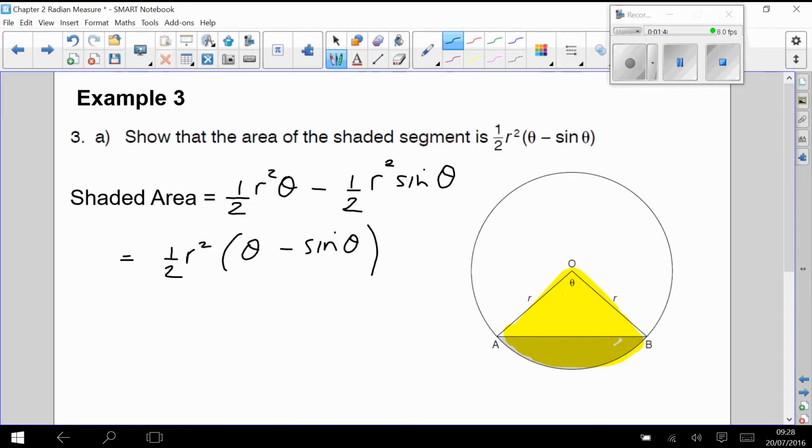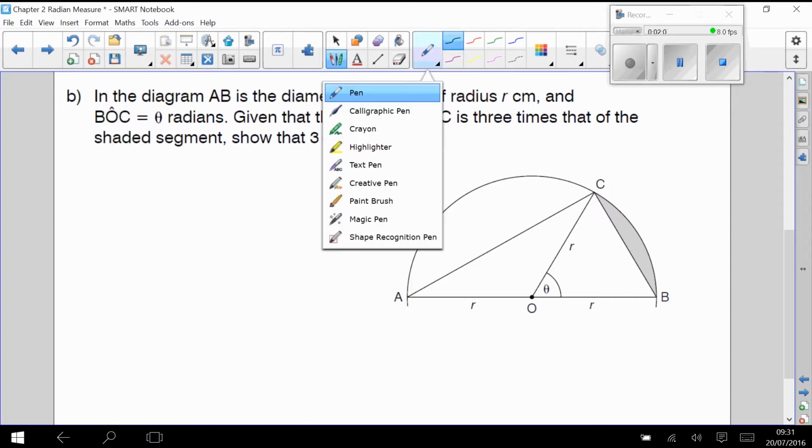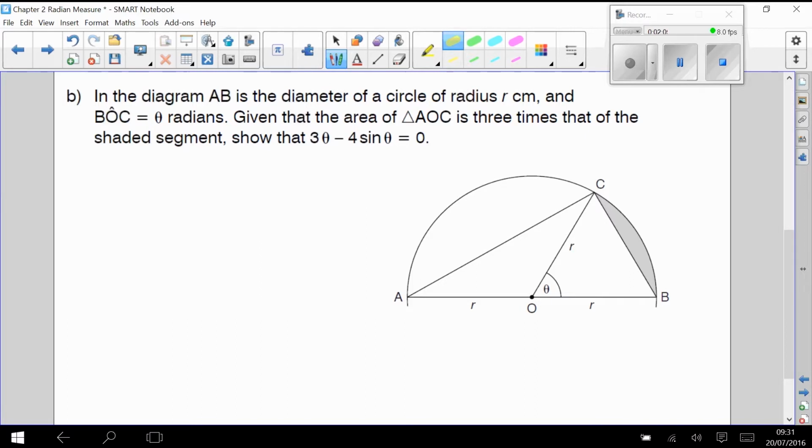In part B of the same sum, the instruction is to show that 3 theta minus 4 sine theta is 0. At the moment, this seems very difficult for me to do. So what I'm going to do is work in two parts of this diagram. The first part that I'm going to work in is in this triangle over here, and then the second part is the shaded area.